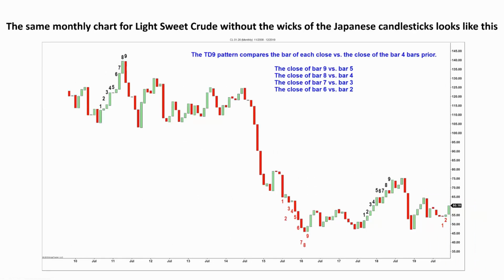Now, the same monthly chart for light sweet crude without the wicks of the Japanese candlesticks looks like this. Remember, we're comparing close to close. So I'm comparing the close of bar number 9 to the close of bar number 5, or bar number 8 to bar number 4, or bar number 7 to bar number 3. It's always the bar 4 bars earlier. So in this case, here's a TD9 count top, because as we take a look at bar number 4 versus bar number 0, we've got a higher high. 5 minus 4 is 1. You can see the close. Here you can take a look at 6 versus 2, 7 versus 3, and that's what creates the TD setup 9 count pattern.